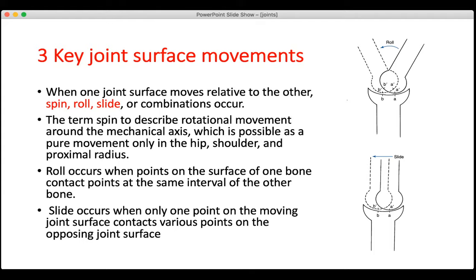And one is sliding movement. Isme aapka jo moving bone hai slide karega. It is on the right side, then it got slide to left side. So this is sliding movement and this is rolling movement. And spin movements that I already showed you in the previous slide, that is ball and socket joints. So these are the three main kinds of surface movements happening in the joints.